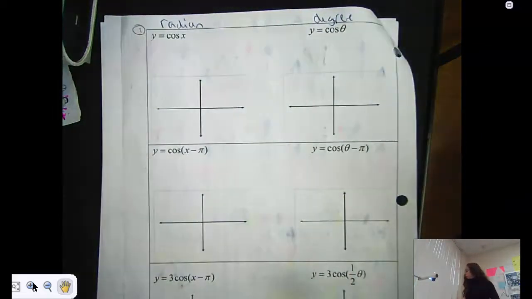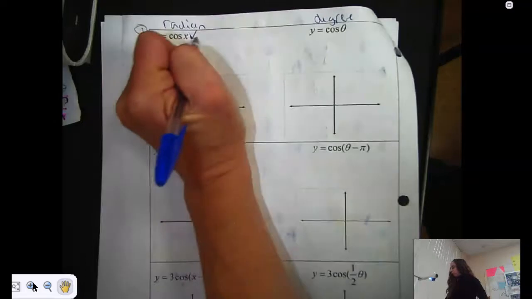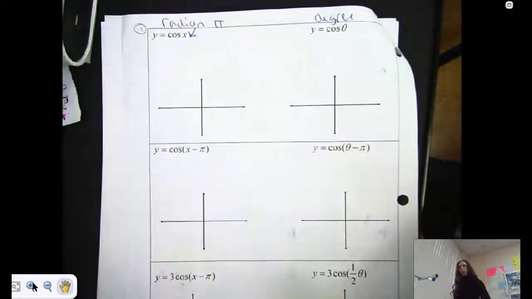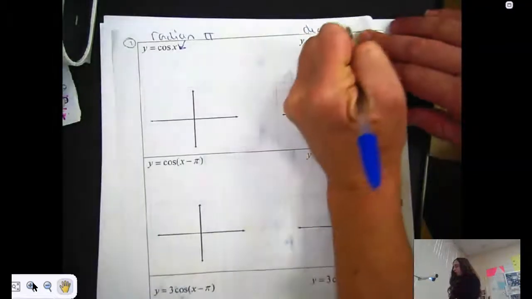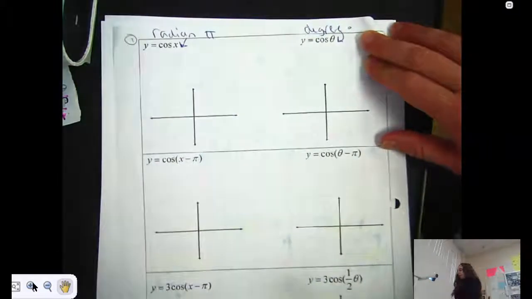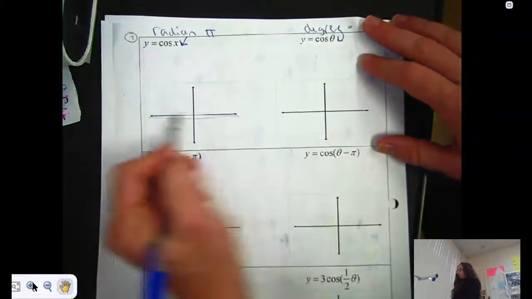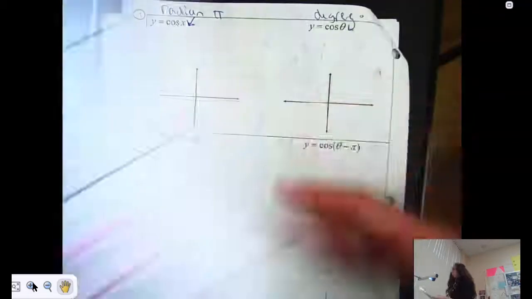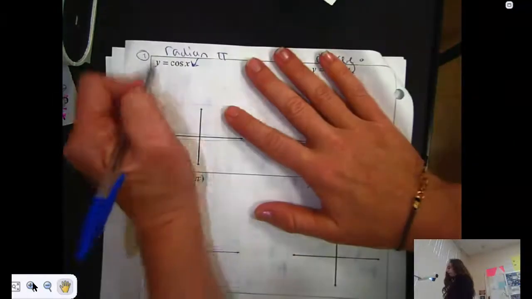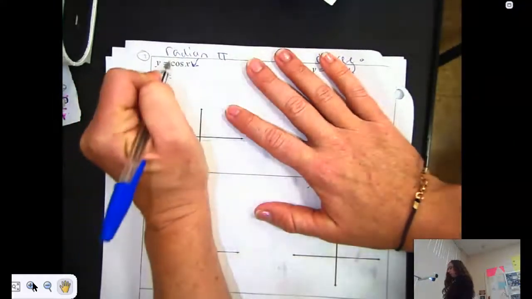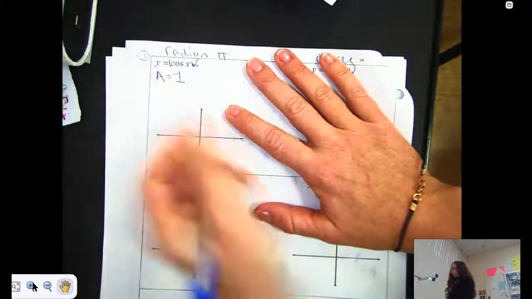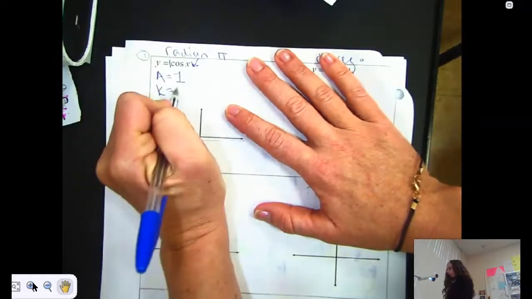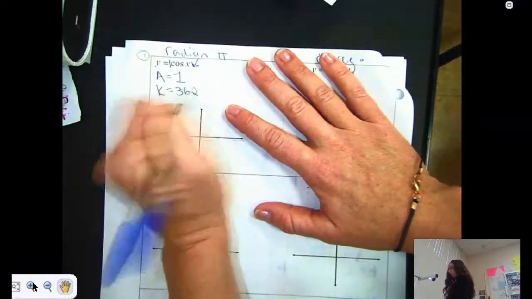But the difference between radian and degree is radian is your x, that means pi. Degree is your theta, and that means that your x-axis will be different in that capacity, okay? So what do I need to do? And we're only dealing with cosine right now, okay? Is I need to find my amplitude. My amplitude is right here, that's 1. And then my period from hump to hump is 360, nope, 2 pi, because we're in radian mode.